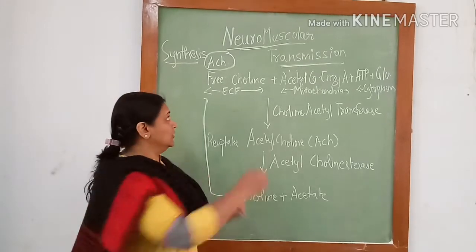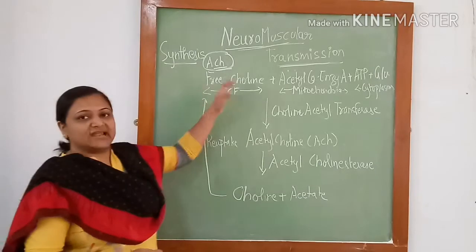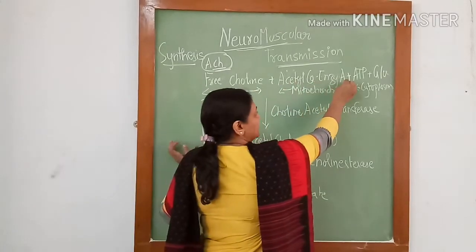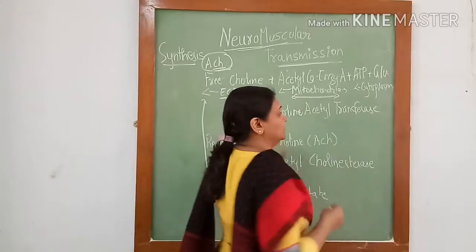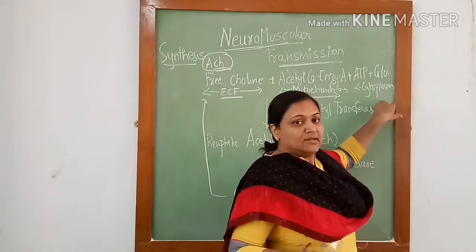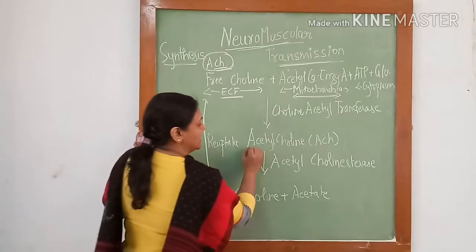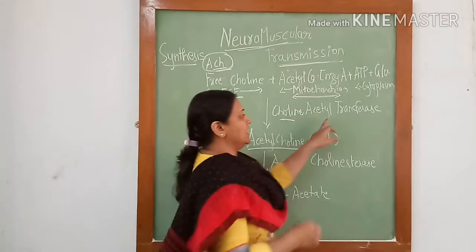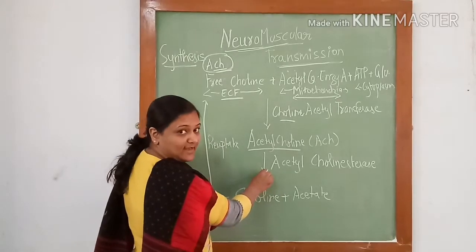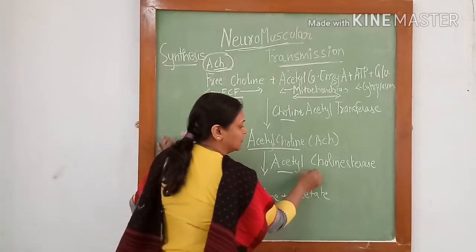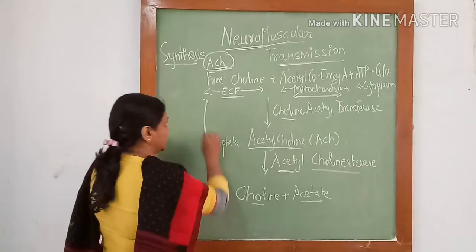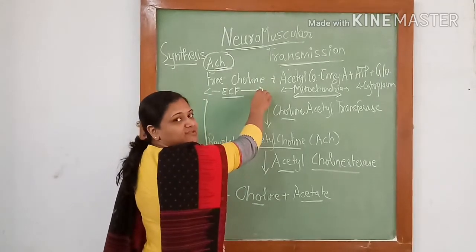Synthesis of acetylcholine. Free choline comes to the presynaptic membrane from extracellular fluid. Acetyl coenzyme A is present in the mitochondria of the presynaptic membrane, and ATP and glucose are there in the cytoplasm. This all combines together and forms acetylcholine in the presence of the enzyme choline acetyltransferase. Now, when acetylcholine is released in the synaptic cleft, it is degraded by the enzyme acetylcholinesterase to choline and acetate. This choline is again taken up from the ECF and goes back to the presynaptic membrane.